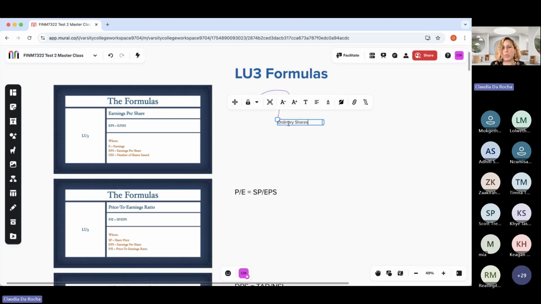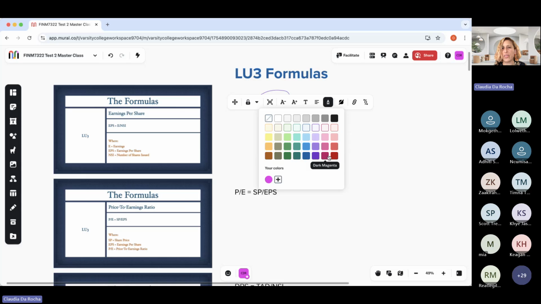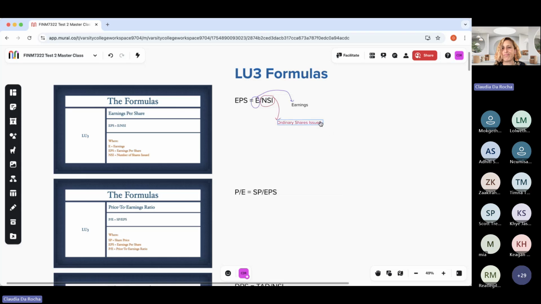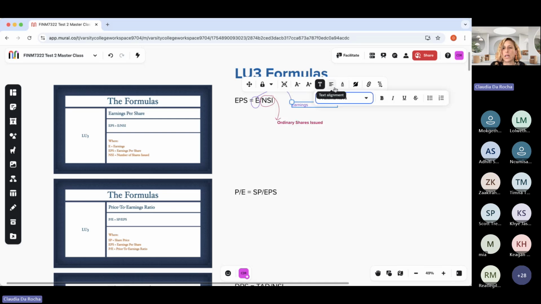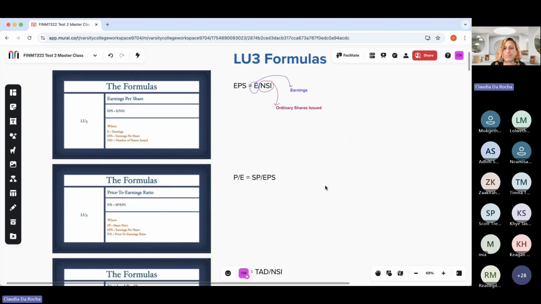And the other thing is it must be ordinary shares issued. So don't get tricked by the fact that they are authorized shares, or that there are shares that were bought back, whatever it is. It's your ordinary shares issued. It has to be what's in the market. It's very, very important that that's the case. Okay, so these are all the things that could happen.